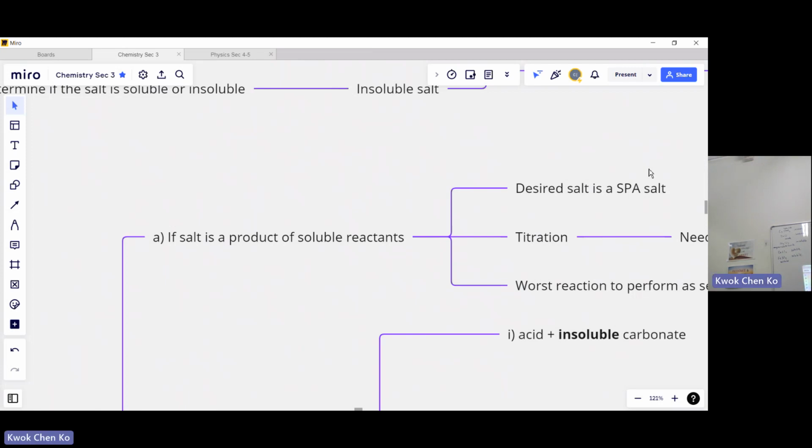Alright, so we have already established this is soluble, so you cannot use precipitation. Is it a spa salt? Alicia, is it a spa salt? No? Yep. In the next session, we will do the real thing.